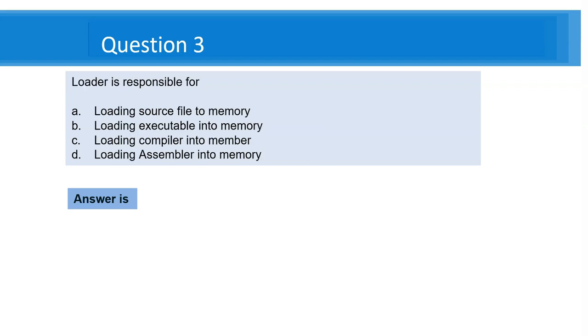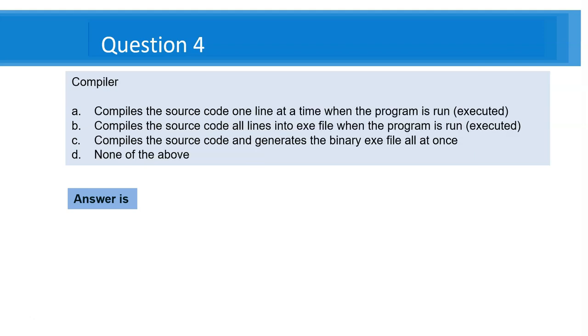Third, loader is responsible for the following: loading source file into memory, loading executable into memory, loading compiler into memory, loading assembler into memory. So the answer is B, loading executable into memory. So these are three questions in the compilation process. Actually, even though we have talked about loader in the compilation process, loader is actually not a step within the compilation process. So let's get with question 4.